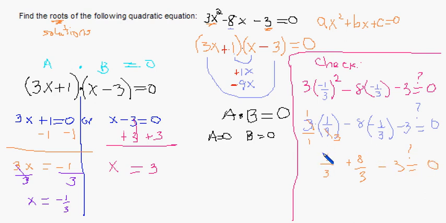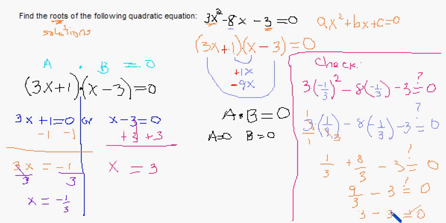Well, we have 1/3 plus 8/3. They have the same denominator, so we can just add them right across. 1 plus 8 is 9. So 9/3 minus the 3 that we have here. Is that equal to 0? You notice that this is 9/3, which if you divide them, you get 3. So 3 minus 3 is 0.